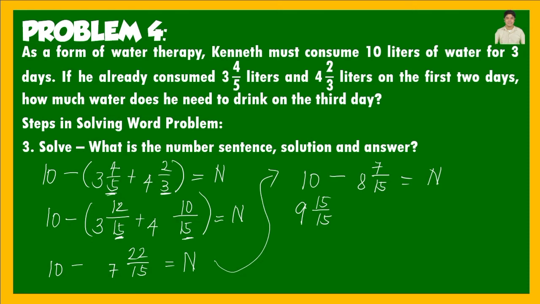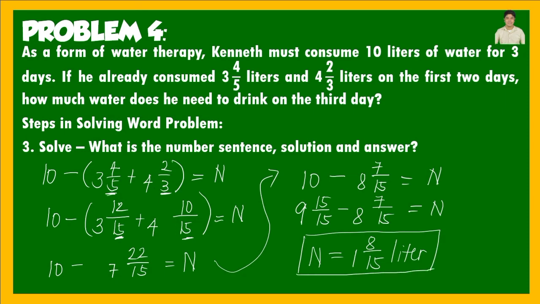So, ngayon, makikita natin na similar fractions na sila. Ayan. Parehong 15 na yung denominator. So, ayan. Mabilis na lang po ang pagsusubtract. So, 9 minus 8, we have 1. 15 minus 7, we have 8 over 15. So, yung n natin na nakuha is 1 and 8 over 15 liter. So, ibig sabihin, on the third day, ang kailangang inumin pa ni Kenneth is 1 and 8 over 15 liter.